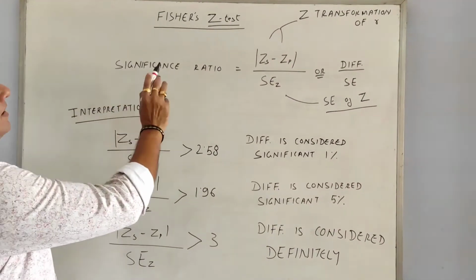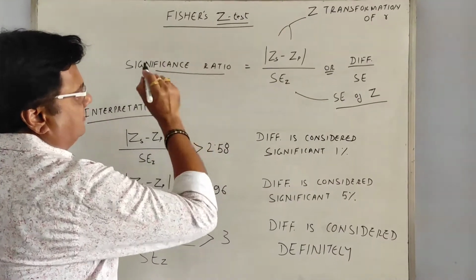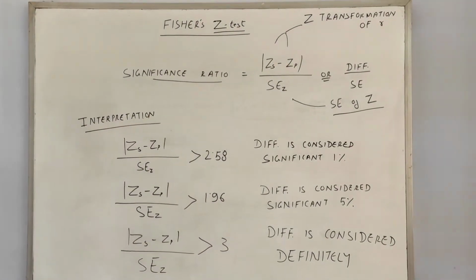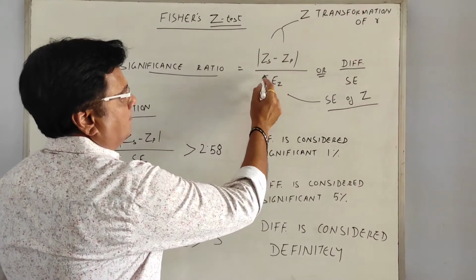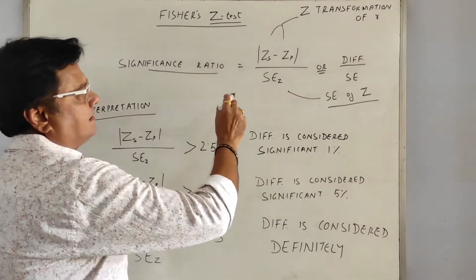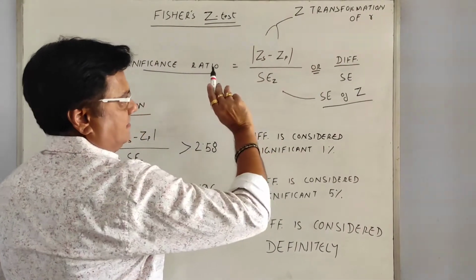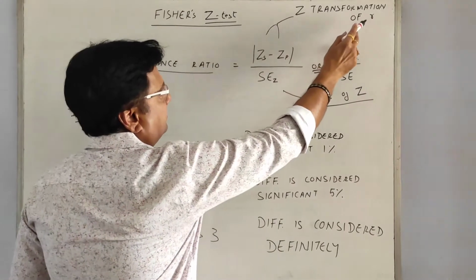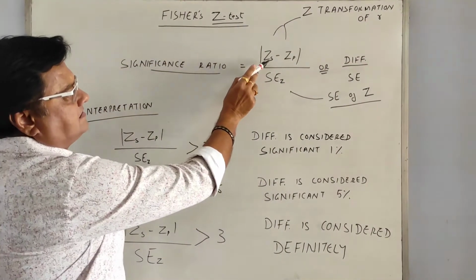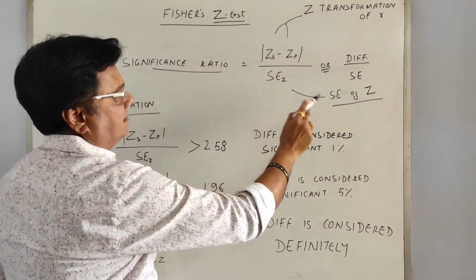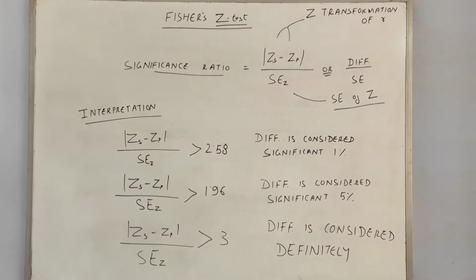Now we are coming to the final stage of the Z-test, that is calculating the significant ratio. Significant ratio is the absolute value of Zs minus Zp, divided by SEZ. That is, Zs and Zp are Z transformations of R. We will be given R in the question, and through the formula that I have already explained, we have to find Zs and Zp. For the standard error also, I have given you the formula. After that, we will find the ratio.